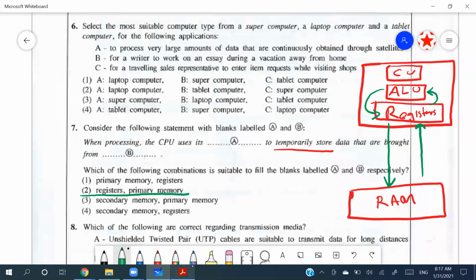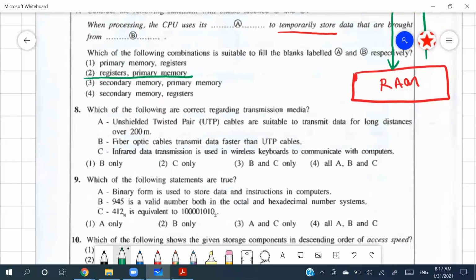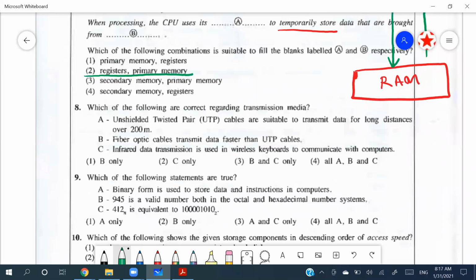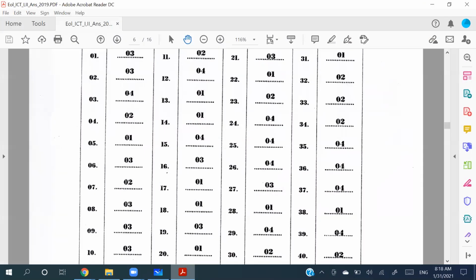Right. So moving forward, the eighth one. Which of the following are correct regarding transmission media? Here, the unshielded twisted pair cable is suitable to transmit data for a long distance over 200 meters. Now, when it comes to UTP cables, there are two types of cables, UTP and STP: unshielded twisted pair, and shielded twisted pair. I just need to check whether they have mentioned the distance in your book, right? Just give me a second.